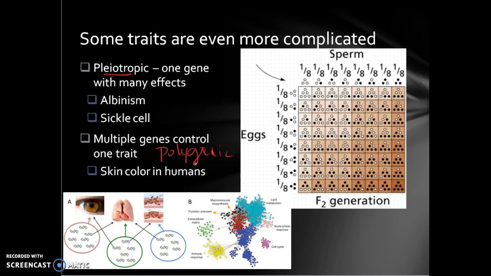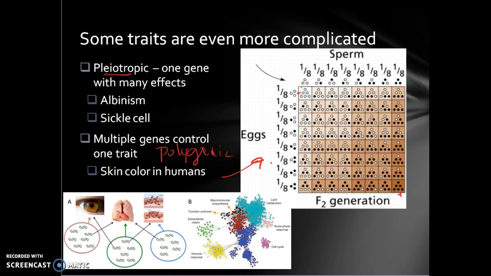gene. And so skin color in humans is that way. There are actually 3 different genes that account for skin color. So over here you have a Punnett square that shows all the different skin color possibilities. So everything from really, really light to pretty dark, and everything in between because of all the different combinations of those genes.